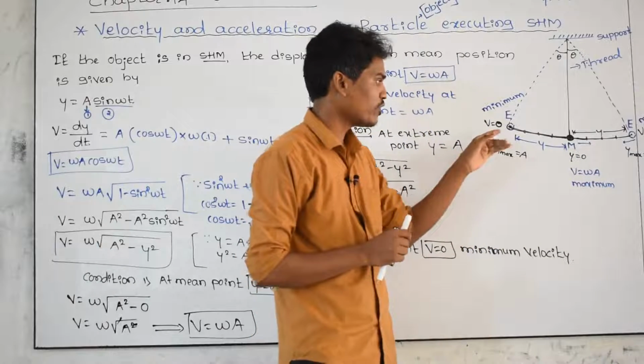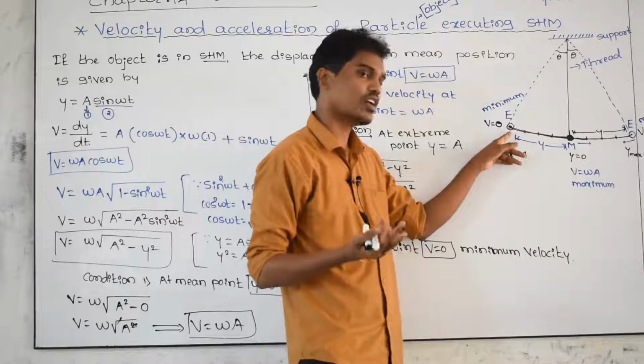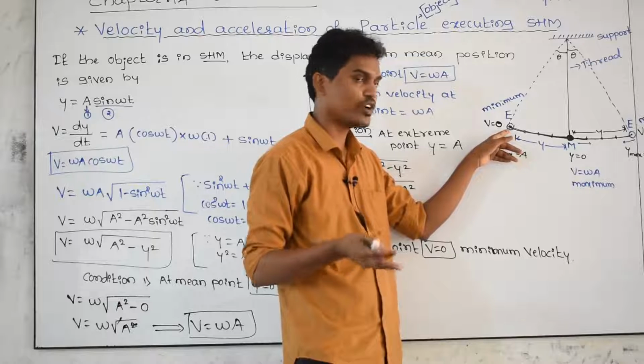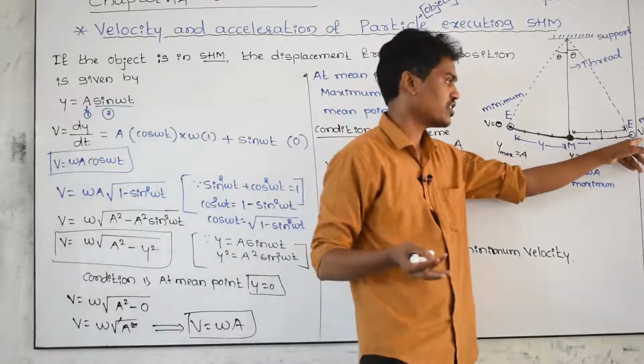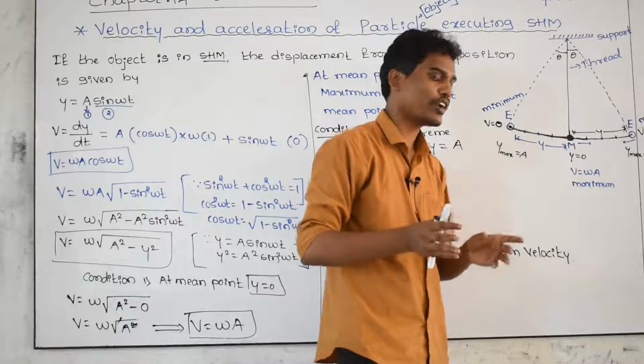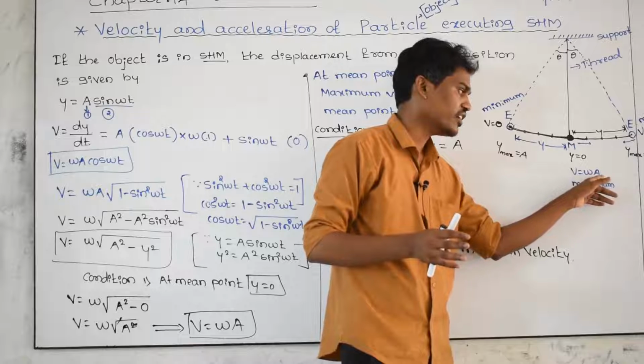And how to find out the velocity at the extreme point? It need not be calculated, because we already know the condition. The velocity of the object at the extreme point is 0, and at the mean point it is maximum. At the mean point, how to find out the velocity? By using this formula, v is equal to omega into a.